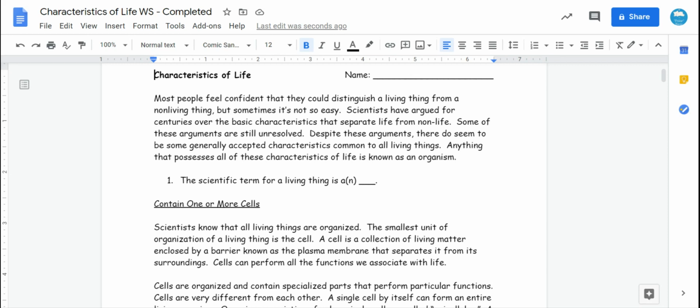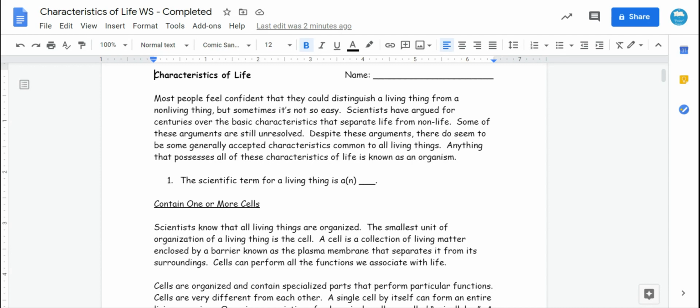Most people feel confident that they could distinguish a living thing from a non-living thing, but sometimes it's not so easy. Scientists have argued for centuries over the basic characteristics that separate life from non-life. Some of these arguments are still unresolved. Despite these arguments, there do seem to be some generally accepted characteristics common to all living things. Anything that possesses all of these characteristics of life is known as an organism.